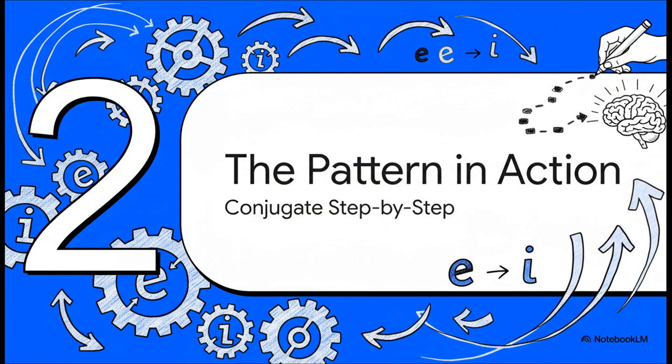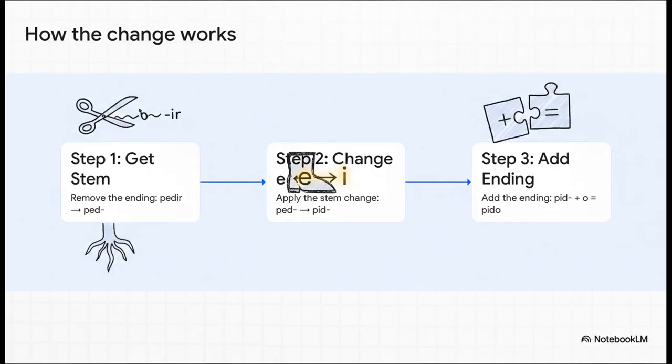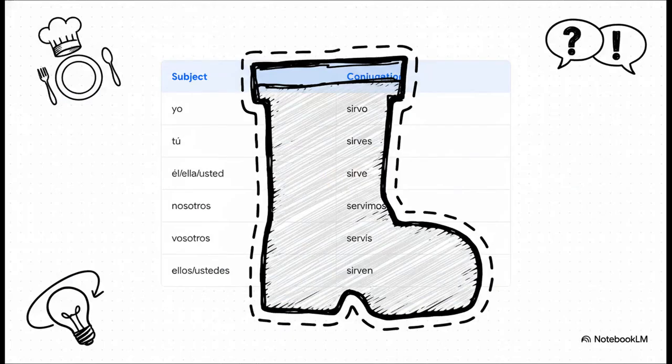Okay, so the theory is one thing, but let's actually put this pattern into action. We're going to walk through it step by step so this whole process becomes second nature. Think of it like a three-step recipe. First, find your stem. Just chop off the IR, so pedir becomes ped. Easy. Step 2, ask yourself, is this form inside the boot? If the answer is yes, apply the change. Ped becomes pid. And finally, step 3, just add your normal ending. So pid plus the O for yo gives you pido. Boom. Done.